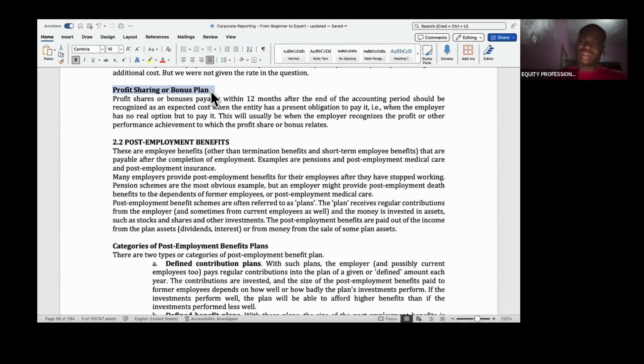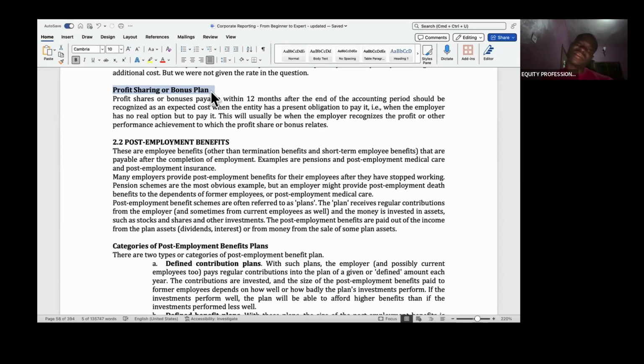So as soon as they meet that profit target, that means the company has an obligation. They have to share profit or pay bonus. So at that date, we're going to recognize a liability. We debit staff cost, and we credit accrued staff cost.